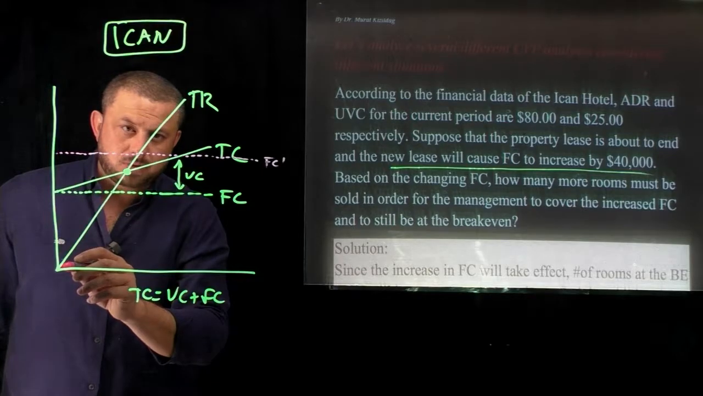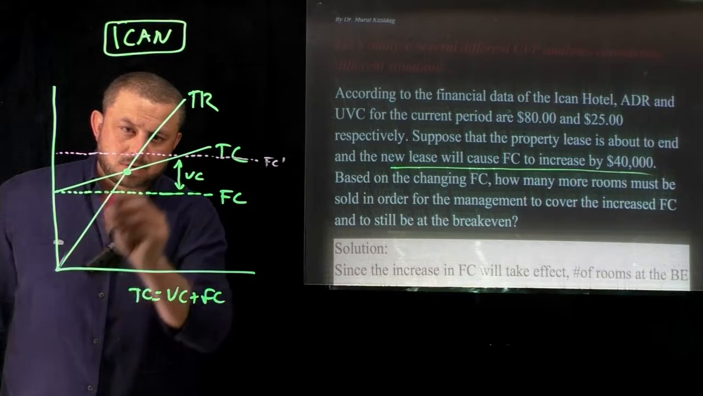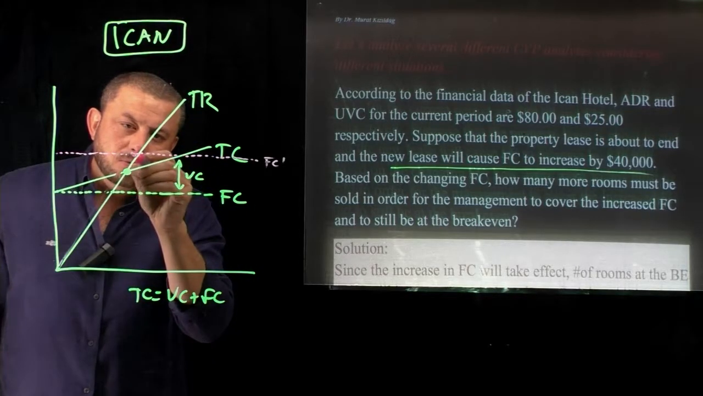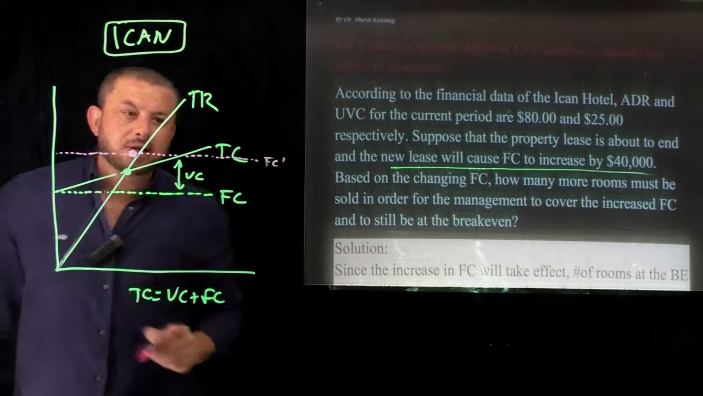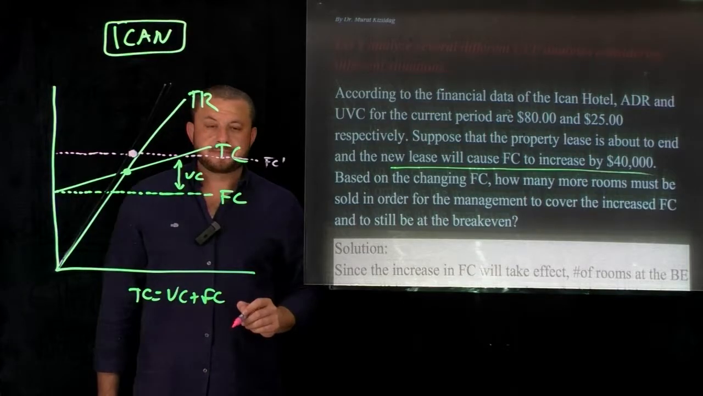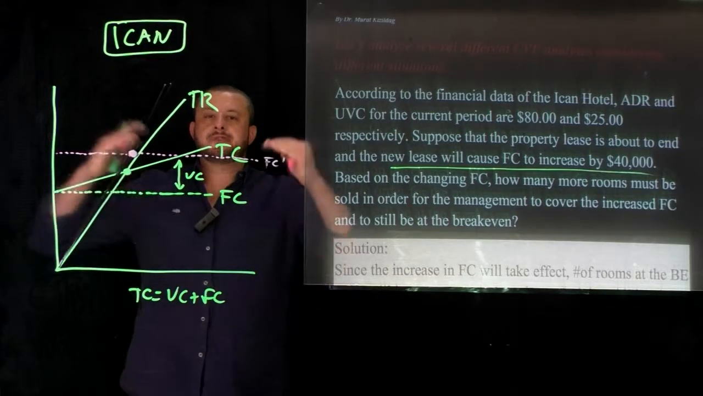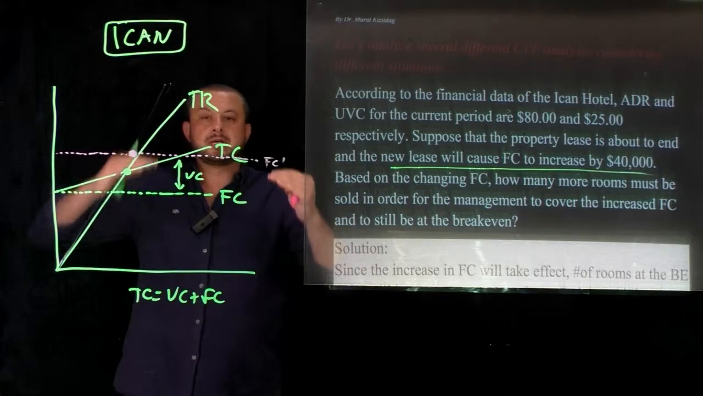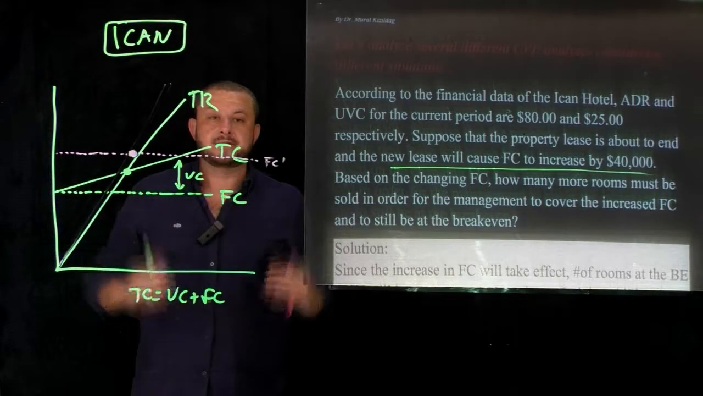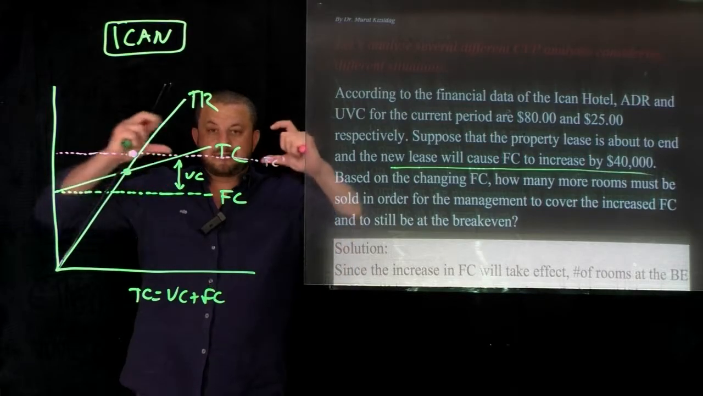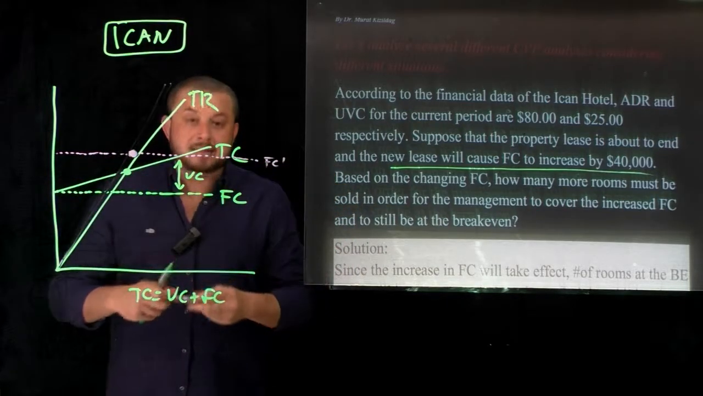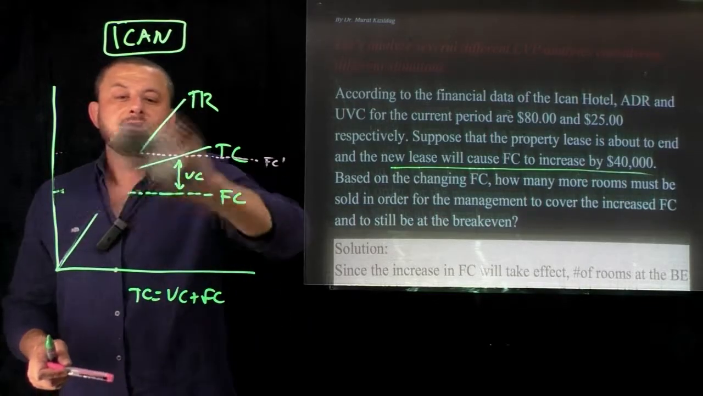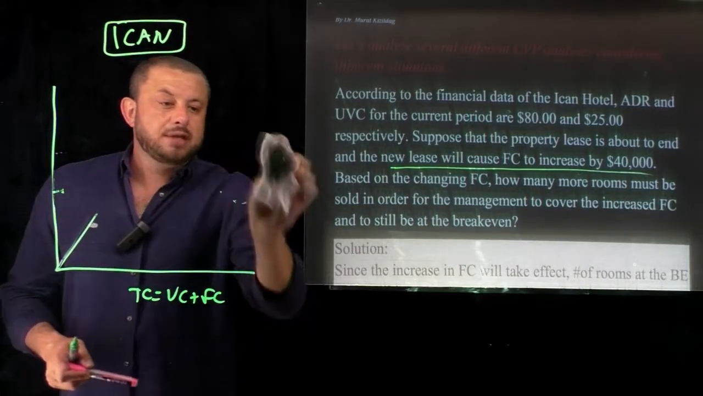If the fixed cost increases by $40,000, take a look at my new break-even point. It will be around here. Okay, guys? Which means increasing the fixed cost will also shift my break-even points upward, will also increase my break-even points. In other words, I have to sell more to cover that fixed cost and still be at the break-even point. Bottom line, let me clean this.